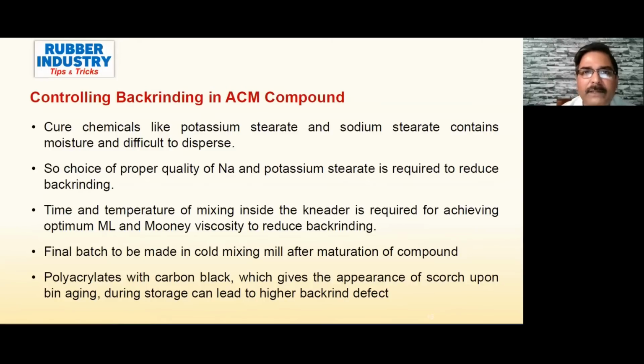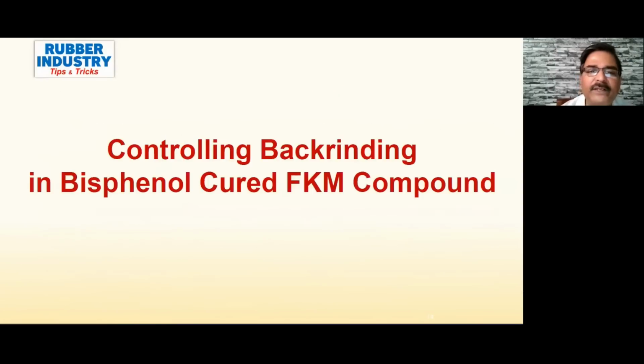It is advisable to check the Mooney viscosity of the compound before use, and if the viscosity rise is more than 10 units, the compound is scorched and cannot be used. It will definitely generate backrinding along with other molding defects. However, if the rise in viscosity is less than 10 units or minimal, then remilling in a cold mixing mill can refresh the compound.